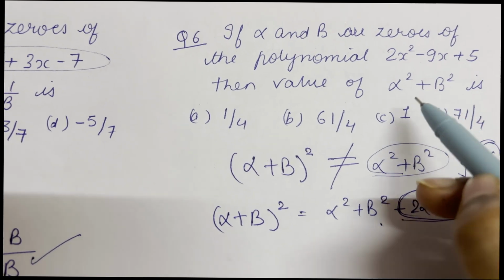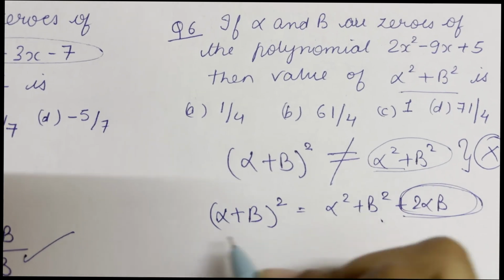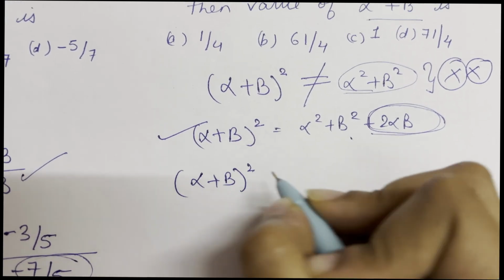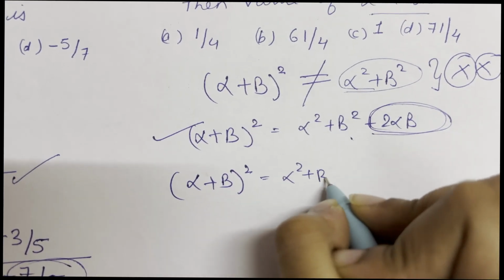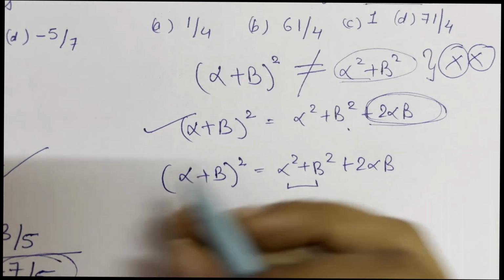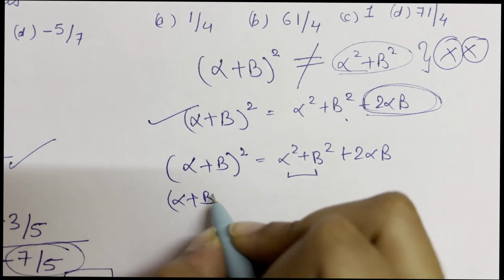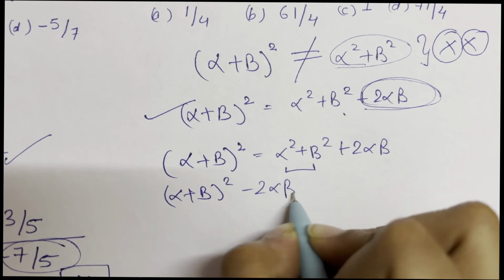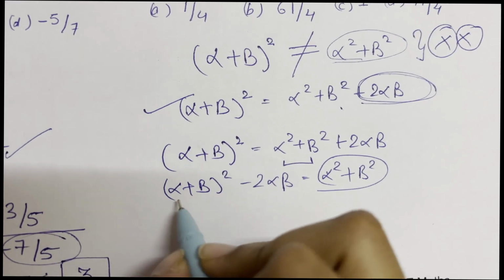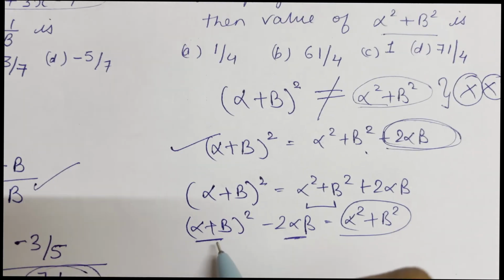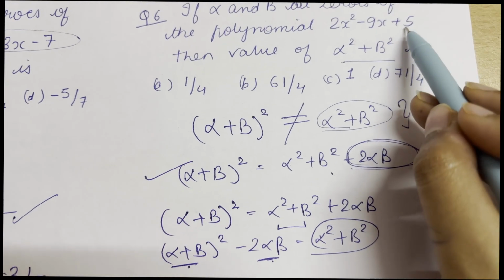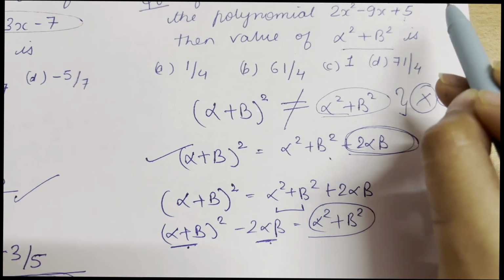So to get this value, we'll use this identity only. Alpha plus beta whole square is equal to alpha square plus beta square plus 2 alpha beta, and we are asked to find this value. So alpha plus beta whole square minus 2 alpha beta will be equal to alpha square plus beta square, and we can easily get these two values as the sum of zeros of the polynomial and the product of zeros of the polynomial from the polynomial given to us.